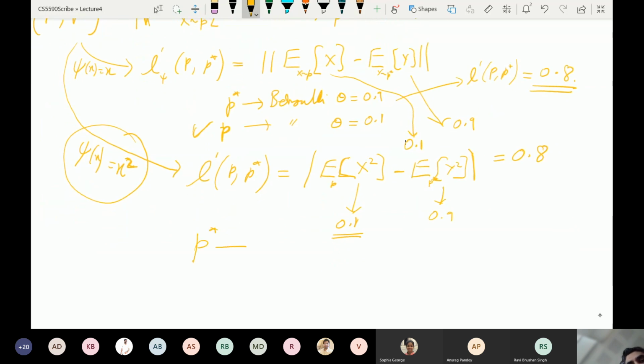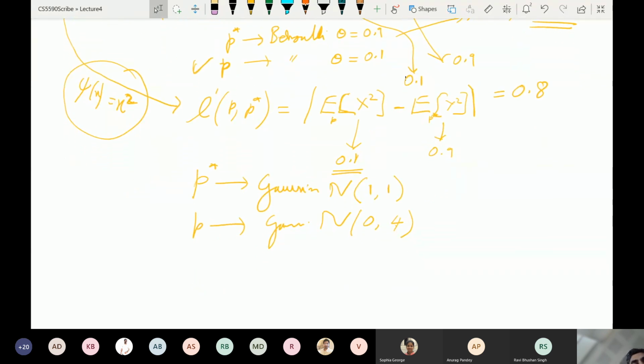So let's say P star is Gaussian, normally distributed. Let's use this notation: normal distribution with mean 1 and variance 1. And P is again Gaussian, with mean 0 and variance 4. Now, let's take the function. Let's take both cases.